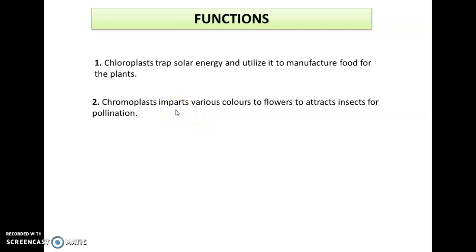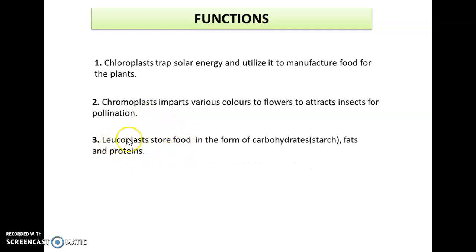Functions. The functions of plastids are: chloroplasts trap solar energy and utilize it to manufacture food for the plant, or we can say it converts solar energy into chemical energy. The colored pigments of the chromoplast impart various colors to the flower, which helps to attract insects for pollination. Now leucoplast, we know, is colorless, so it basically helps in food storage in the form of carbohydrates, fats and proteins.